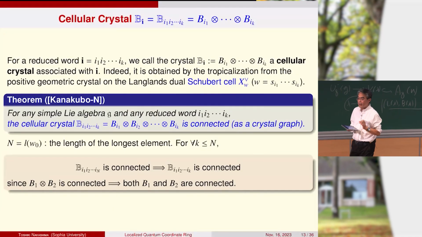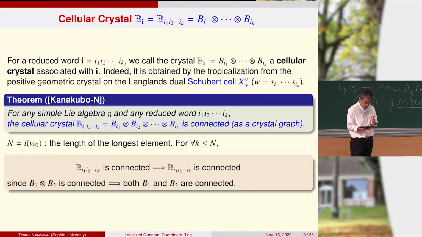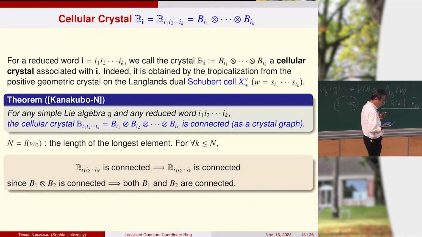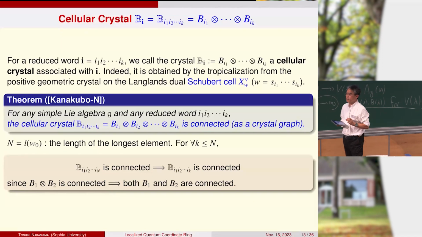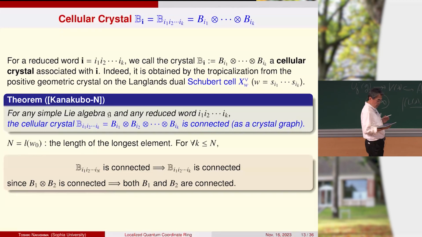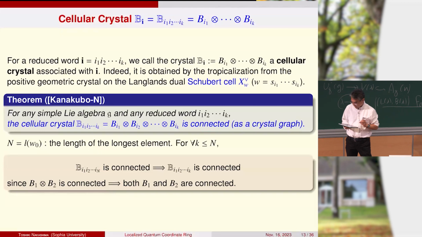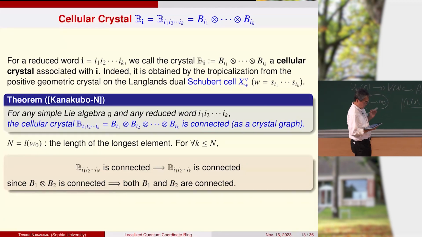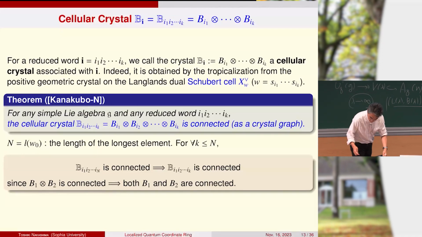Then we call this case, where the capital bold I is just the reduced expression of the Weyl group element, such crystals, this tensor product, cellular crystals. Because this crystal is obtained from the geometric crystals on Schubert cells by considering the tropicalizations. So we call these cellular crystals.